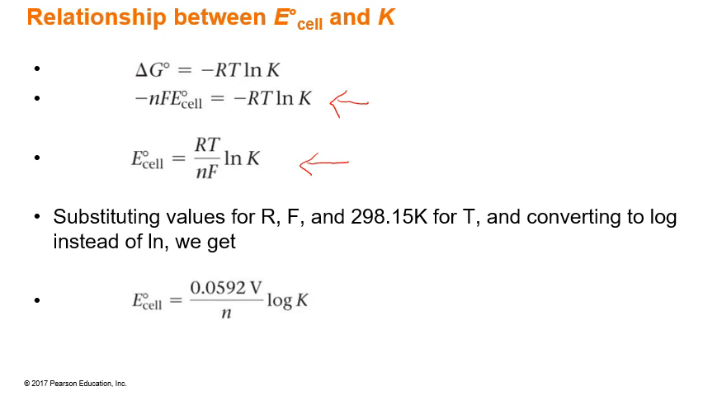So if we substitute in all of those constant values and we use a temperature at standard conditions, convert the natural log to log, we come up with a new equation: the cell potential under standard conditions is equal to 0.0592 volts over the number of electrons times the log of K.